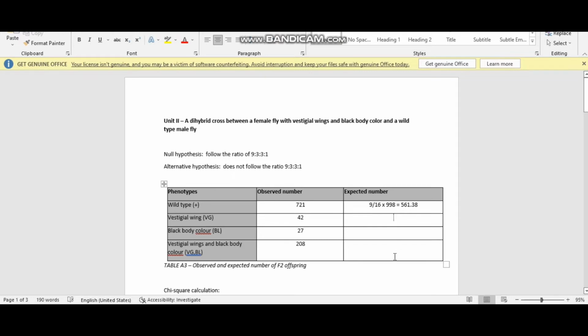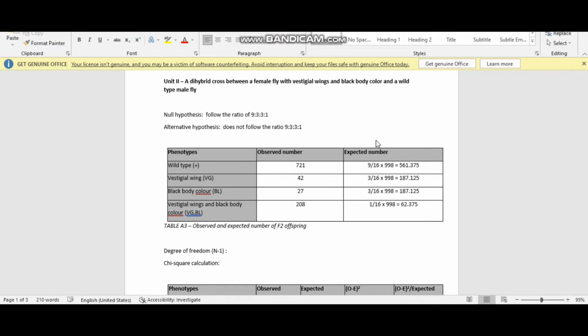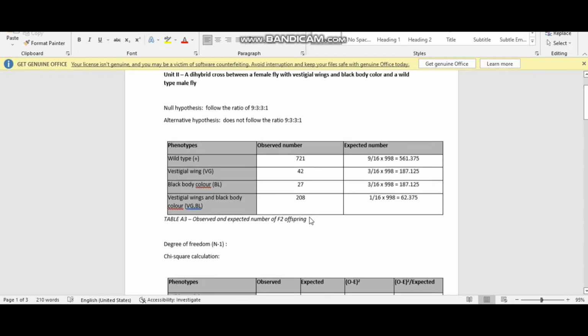So the other calculations for vestigial wing will be 3 over 16 times 998. For black body color it is the same, 3 over 16 times 998. But for vestigial wings and black body color it will be 1 over 16 times 998. So these are the expected numbers that I have calculated.